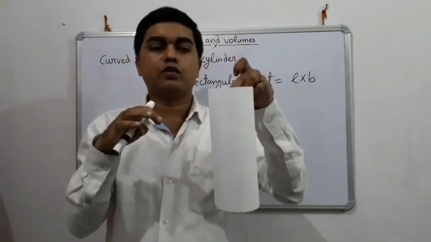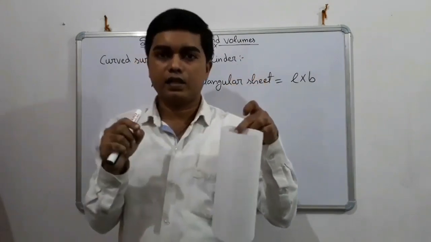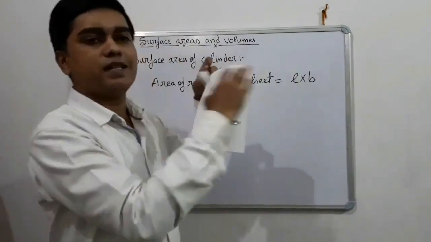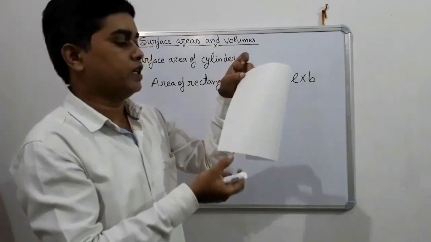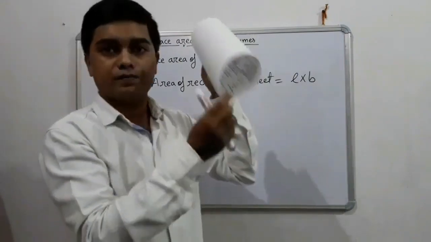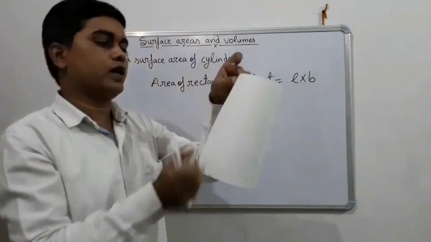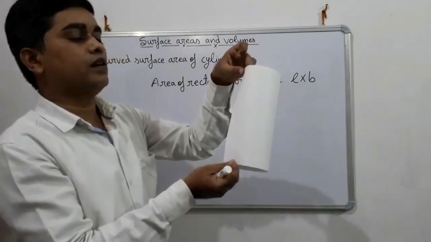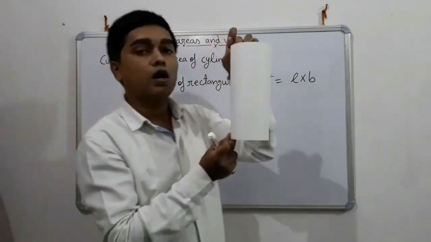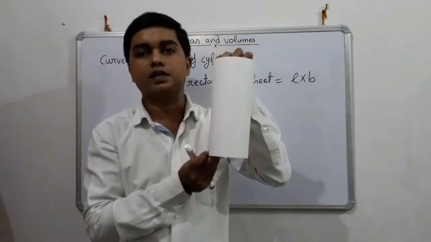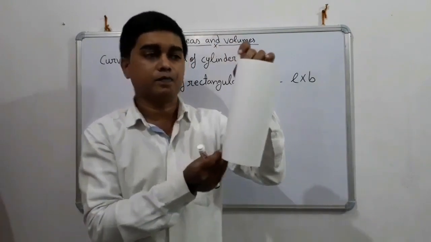Cube में क्या था? That was the lateral surface area. Lateral means जिसकी surfaces straight हो in rectangular sheet, ठीक है? But here it is curved, means circular. So that's why we call it curved surface area. Okay. So how we can find curved surface area of this cylinder?